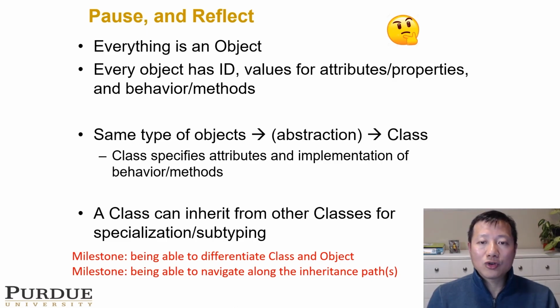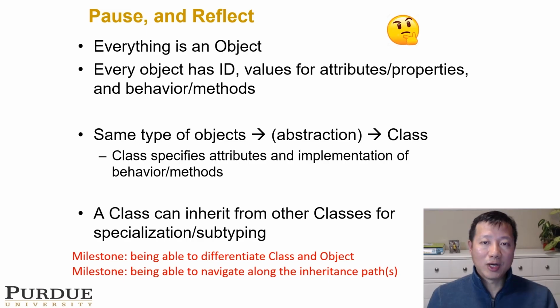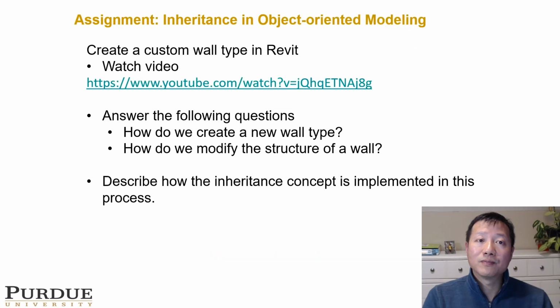So at this stage, we should have achieved two milestones. First, we shall be able to clearly differentiate class and object. Second, being able to navigate along the inheritance path, right? And figure out which attributes and behaviors can be carried from which class to which class.